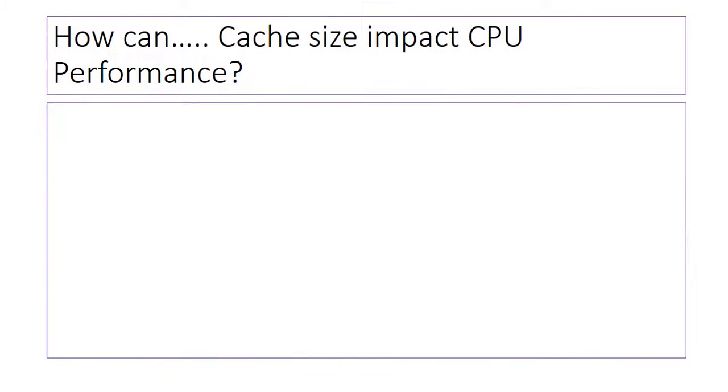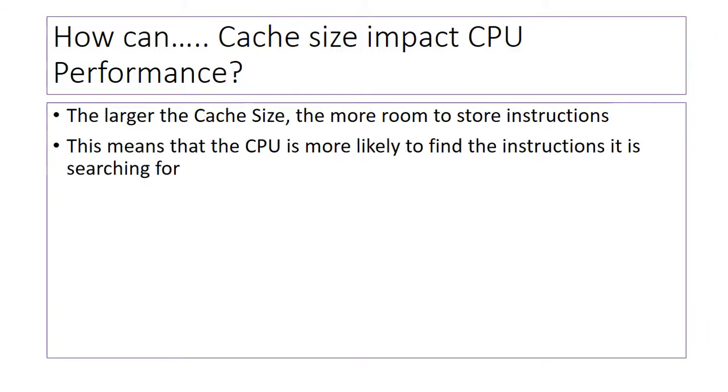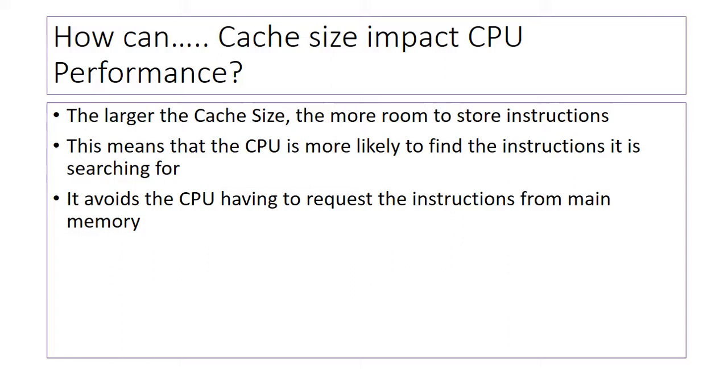So, cache size impacts CPU performance. This is covered in a previous video, but we'll just go over it now nice and quickly. The larger the cache size, the more room there is to store instructions. This means the CPU is more likely to find the instructions it's searching for. Whenever a CPU performs an instruction, a copy of it gets stored in the CPU cache. Think of it as the favorites bar in Internet Explorer or bookmarks in Google Chrome. It's where you put a link to something you want to get to nice and quickly. That means it avoids the CPU having to request the information from the main memory. This takes a longer time than it would normally.